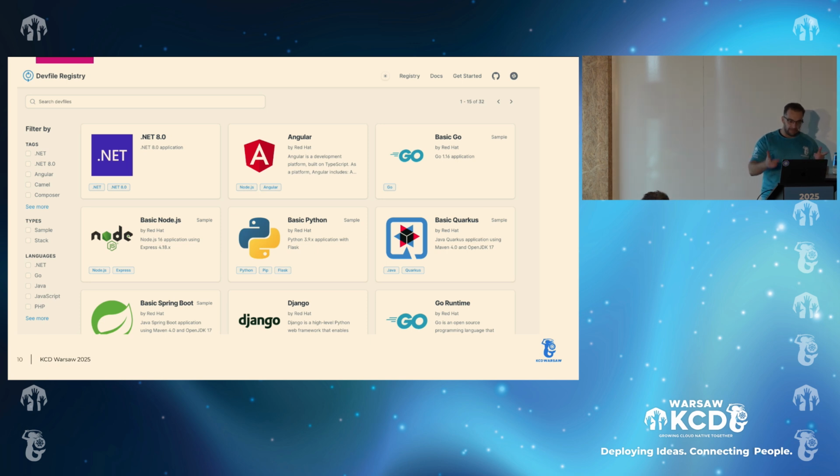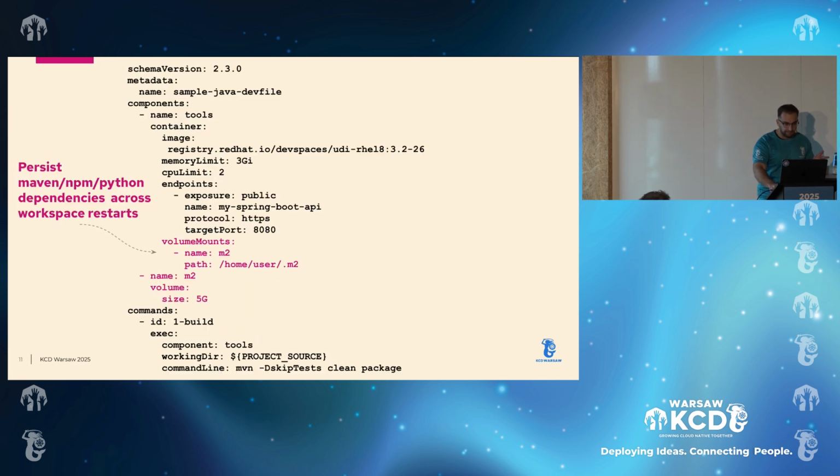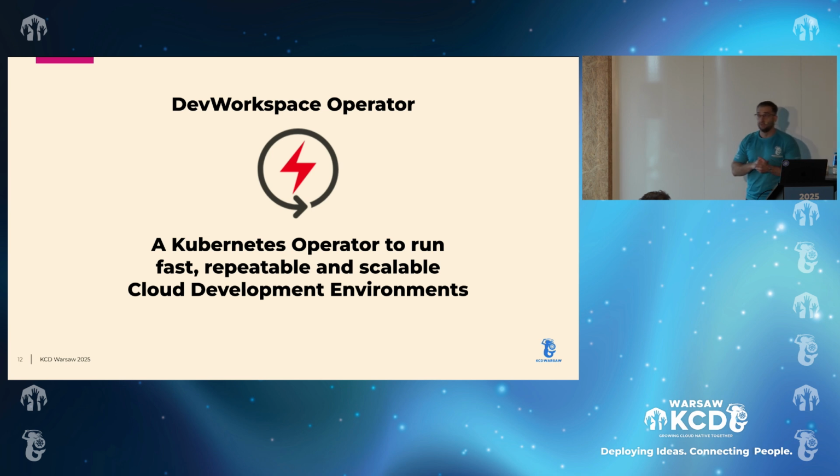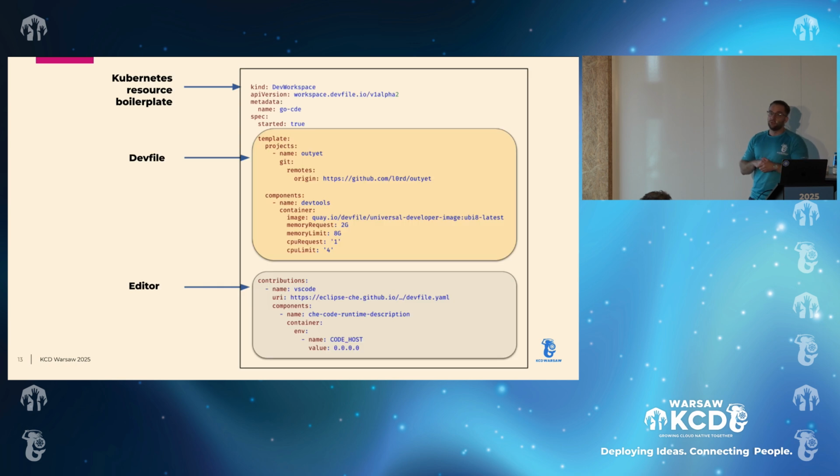Devfile is basically just a specification. But under the same organization, there is also the DevWorkspace Operator project, which is a Kubernetes operator to run fast, repeatable, and scalable cloud development environments. So how does it all work? Something that I showed in the demo.